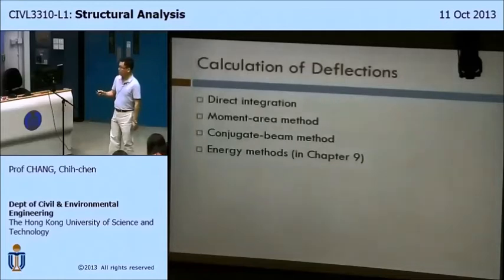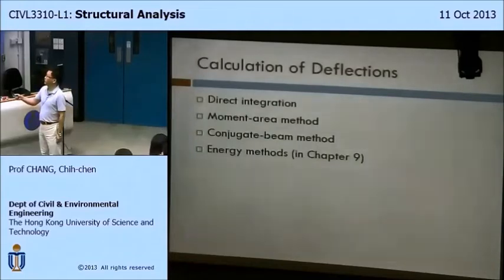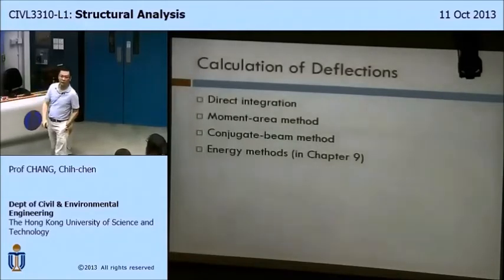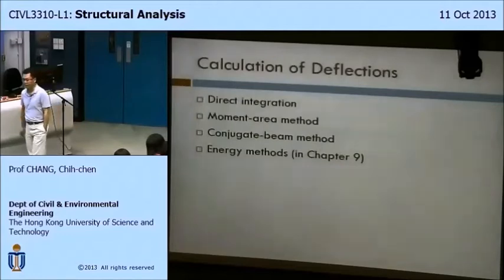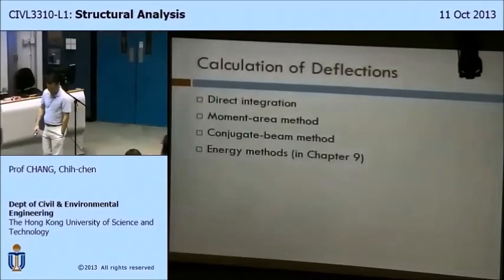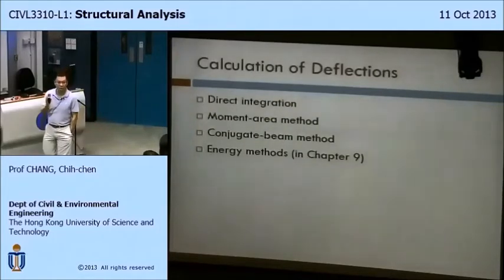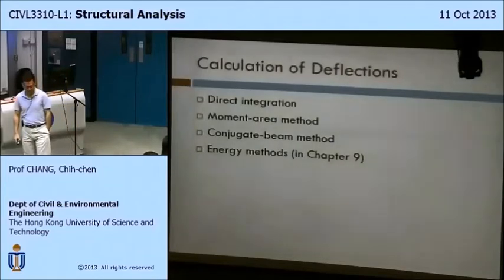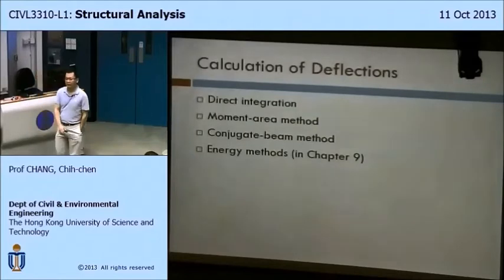So basically, there are 4 methods that we can use. Direct integration, you know pretty well. It's a straightforward application of the moment curvature relationship, imposing boundary conditions, and you can get the displacement and rotation angle. Although that method is very straightforward, it has its limitations. As the structure gets complicated, this kind of calculation becomes very, very troublesome.